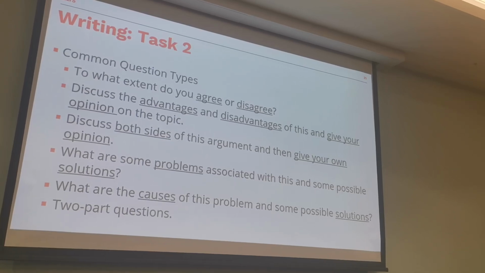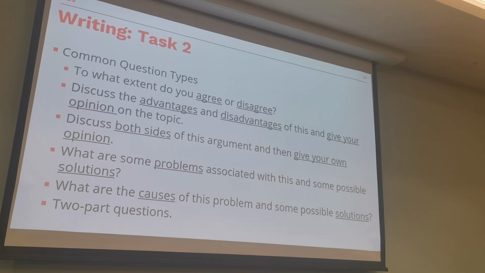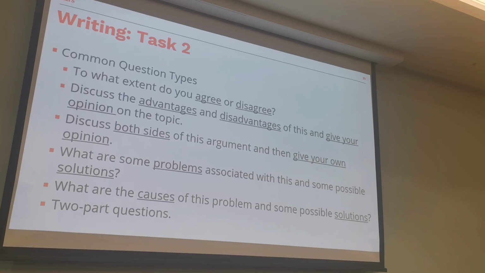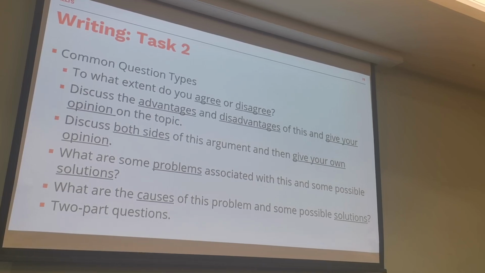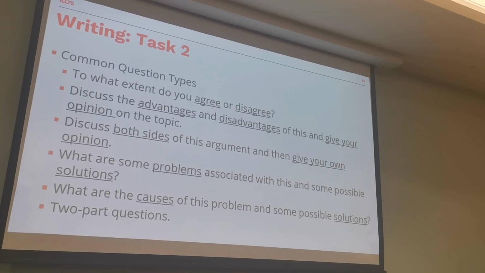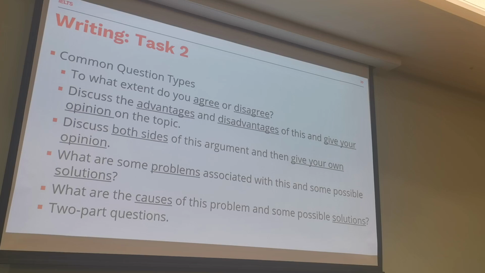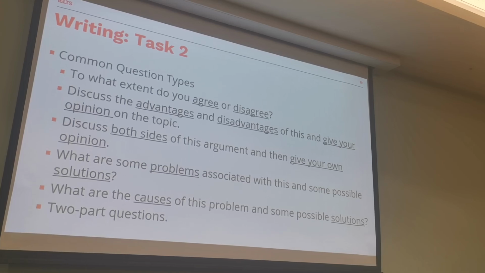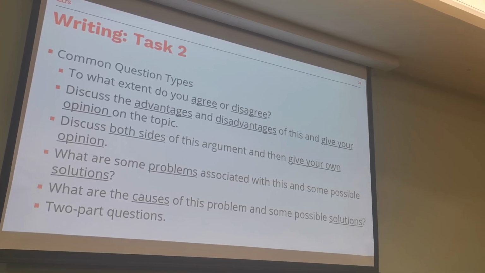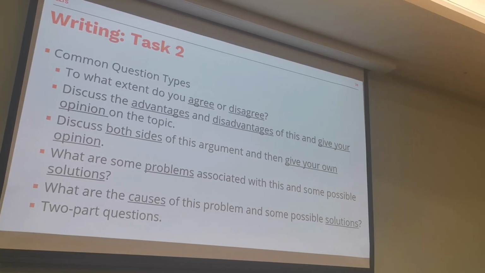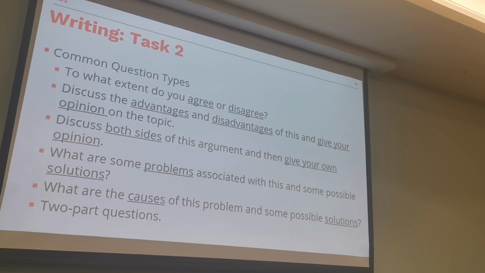And what are the causes of this problem? So why does this problem exist, and solutions. So there's and then 2 parts. This is just 2 completely different questions you might need to answer. There are similarities. So advantages and disadvantages is very similar to discuss both sides. And then giving your opinion, you're going to use lots of the same language. And then 2 of them have solutions. So you'll find there's similarities, but you must answer the question. If it asks you for advantages, disadvantages, and you just give your opinion, you're not going to get the score you want. So make sure you're being very careful to plan your answer.